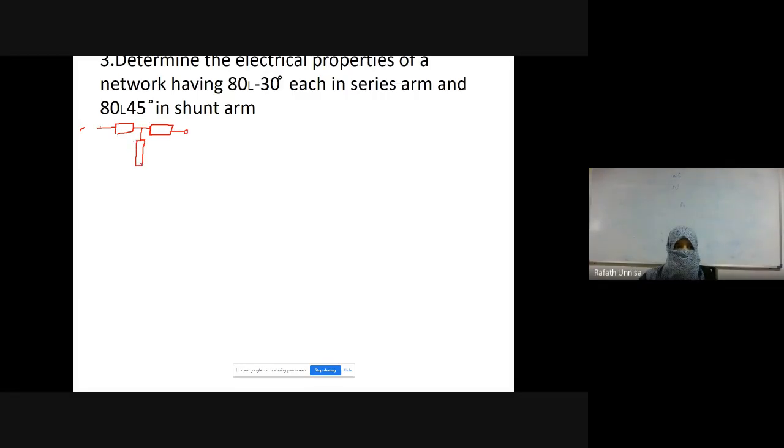a T-type symmetrical network we are having, with a shunt arm impedance given as Z2. Okay, and in the question, what is important is that the electrical properties have to be determined for a network having 80 at an angle 30 in each series arm. Means what is given for us is Z1 by 2, not Z1. Okay, so we have over here Z1 by 2, and this is another Z1 by 2.